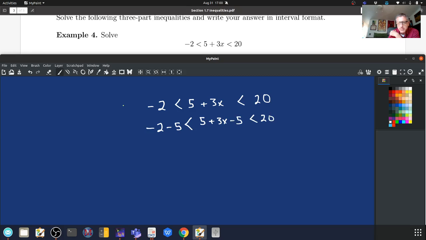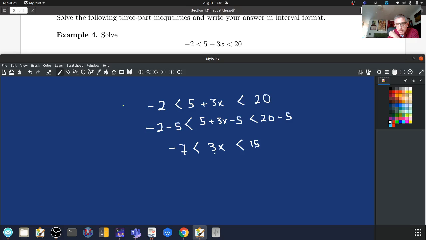So there I subtracted 5 from all three parts. So minus 2 minus 5 is minus 7. And that's less than 5 plus 3x minus 5. So that's just less than 3x. In other words, why did I subtract 5? I wanted to isolate the middle term so that there's x times some number. And 20 minus 5 is 15. So now what do I do? I want to know what 1x is.